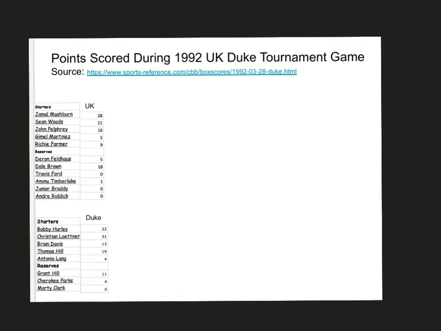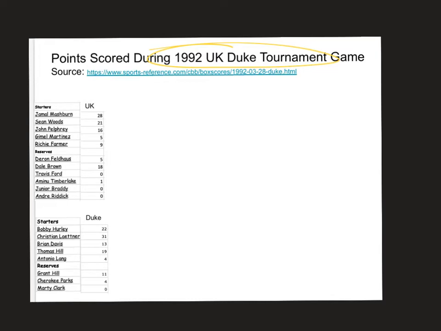Hi mathematicians. This is the first in a series of videos where we are going to analyze the points that were scored by individual basketball players during the 1992 University of Kentucky versus Duke NCAA tournament game. This is still a game that breaks the hearts of a lot of University of Kentucky fans because they barely lost. And I wanted to do a little analysis to see if we could use statistics to determine, was it just luck that Duke won, or were they actually the better team?